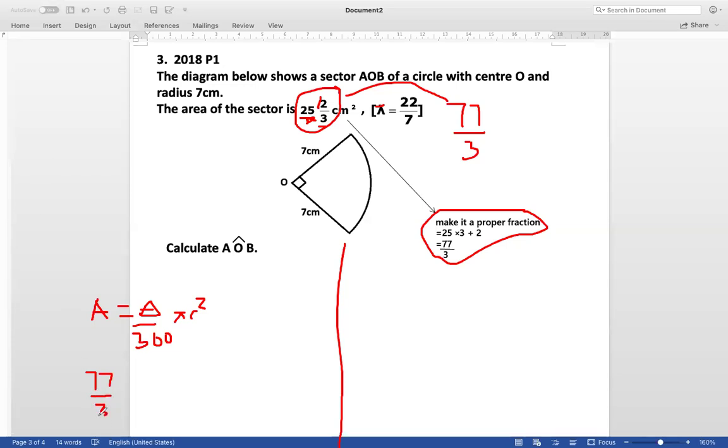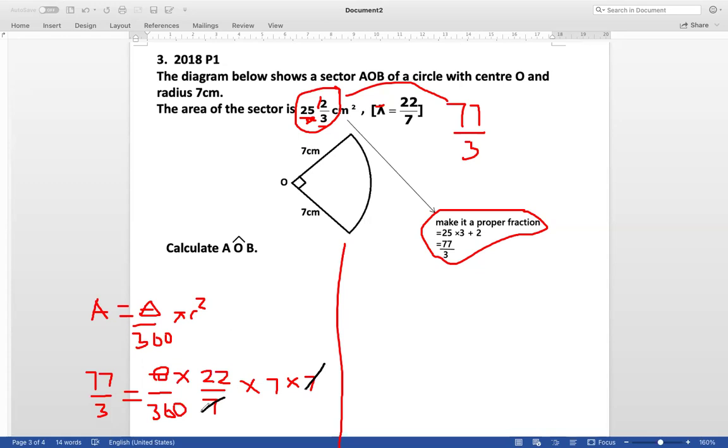77 over 3 equals, the angle is what we are actually looking for. We do not know it. Multiply by pi, which is 22 over 7, and the angle is divided by 360. We also multiply by the radius squared, which is 7 by 7. So maybe before we even go any further, let's see if we have numbers that can actually reduce. Yeah, we do have a 7 and a 7.